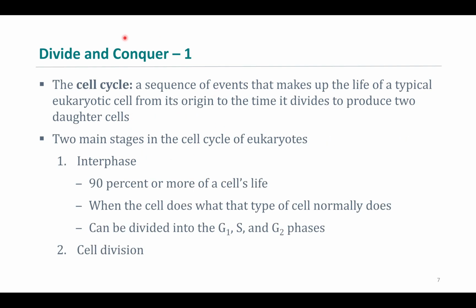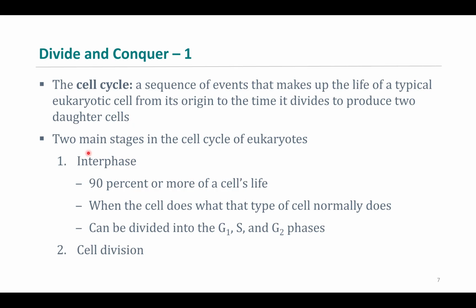Now, we have been talking about the cell cycle. Let's look at the formal definition of the cell cycle. The cell cycle is a sequence of events that makes up the life of a typical eukaryotic cell from its origin to the time it divides to produce two daughter cells. So pretty much the life cycle of a cell, from when it begins its life until it divides to form daughter cells. That's the cell cycle.